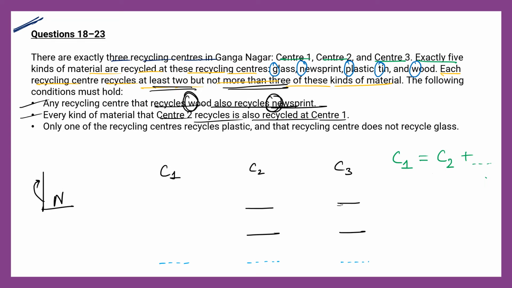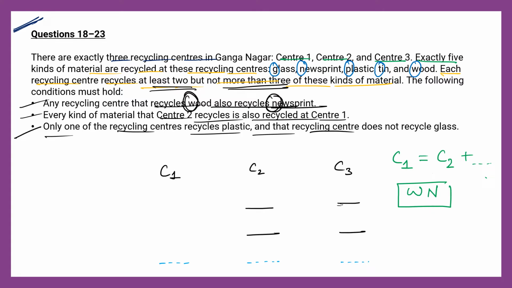So let's look at the rules that we have until now. We have that C1 is this thing. We also know that you have the block of W and N. This is the other thing we know. Let's look at the third rule. The third rule says only one of the centers recycles plastic, and that center does not recycle glass. Okay, so there is only one that recycles plastic, and that center does not recycle glass.